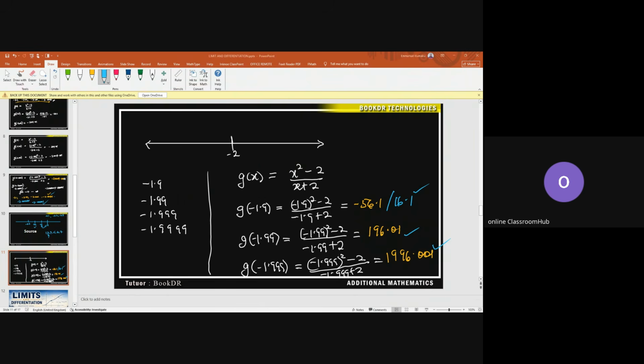Yes, David. Please, sir. I think bigger. Good. It's going to be bigger because you can see the pattern. And you can also see that negative 1.9, negative 1.99, negative 1.999, negative 1.99999. Which one is closer to the negative 2? These four numbers here.